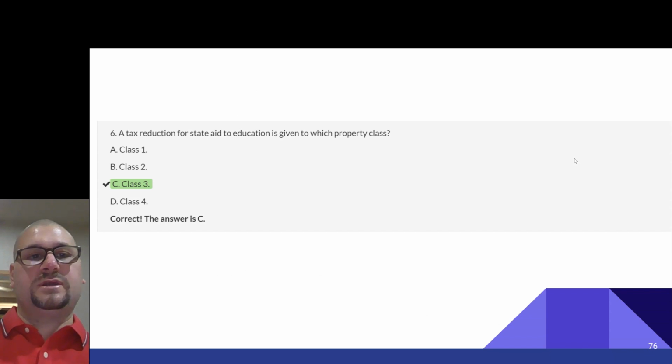A tax reduction for state aid to education is given to which property class? Class 3. A tax reduction for state aid to education is given to which property class?